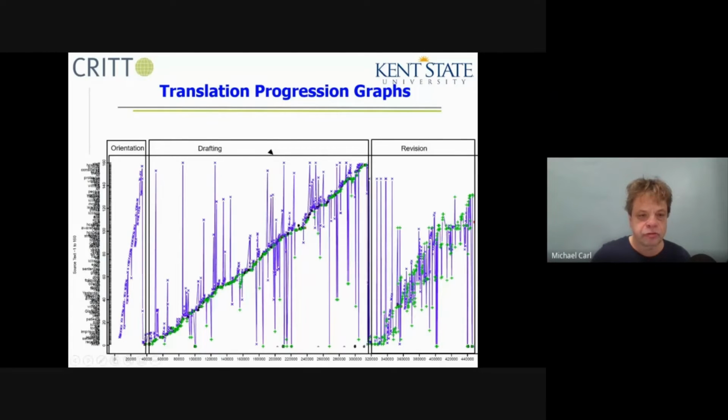Here, this progression graph shows on the left side a vertical axis, a source text that has 160 words. And on the horizontal axis is the time axis in milliseconds. So this whole session here takes 440,000 milliseconds. 440 seconds is 7.5 minutes. So this whole graph represents 7.5 minutes in which this 160 word text would be translated.